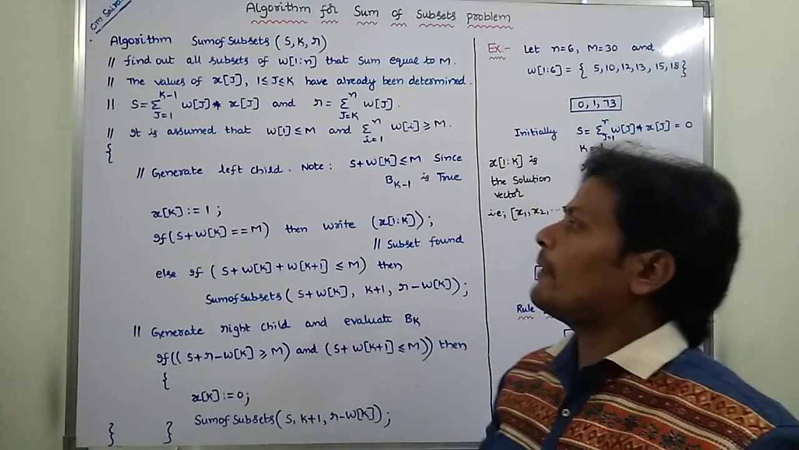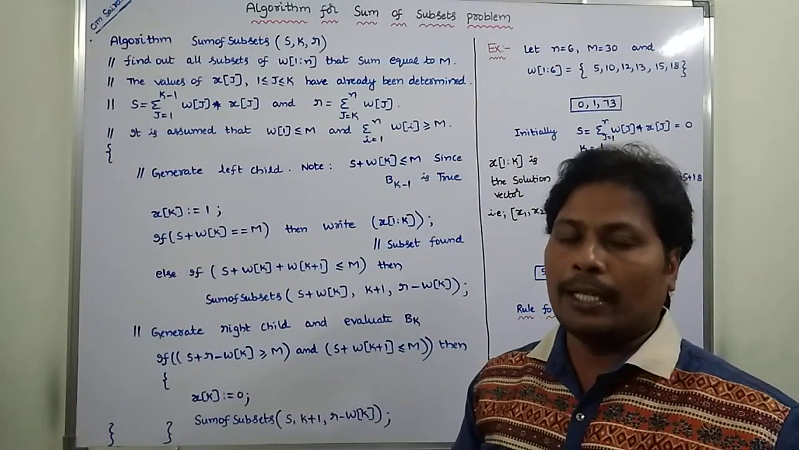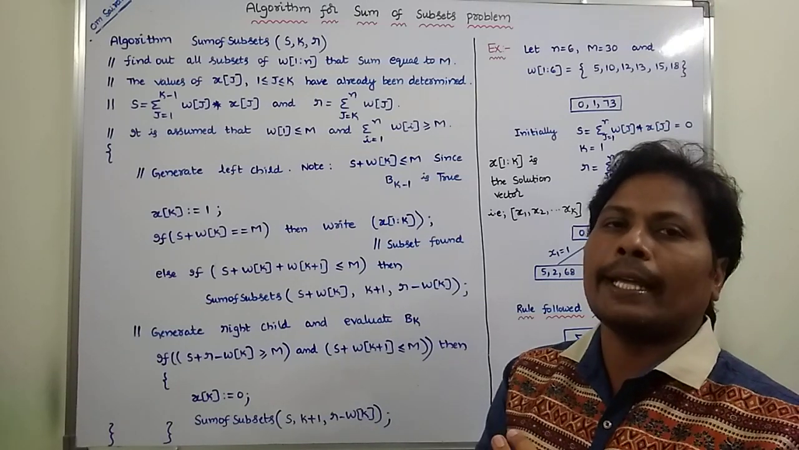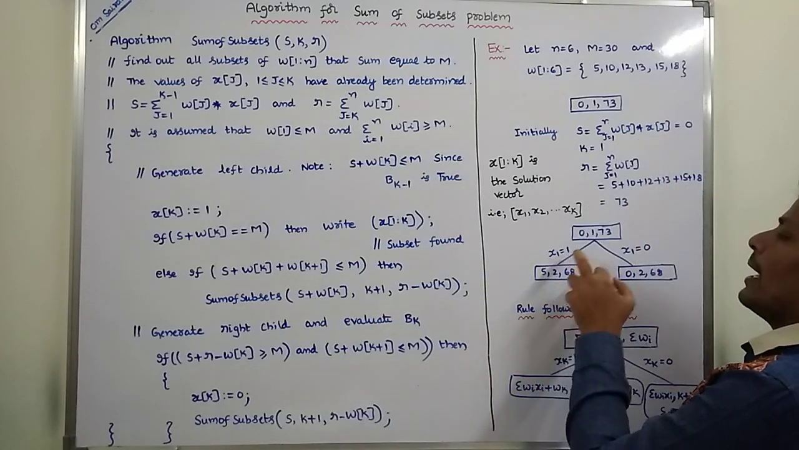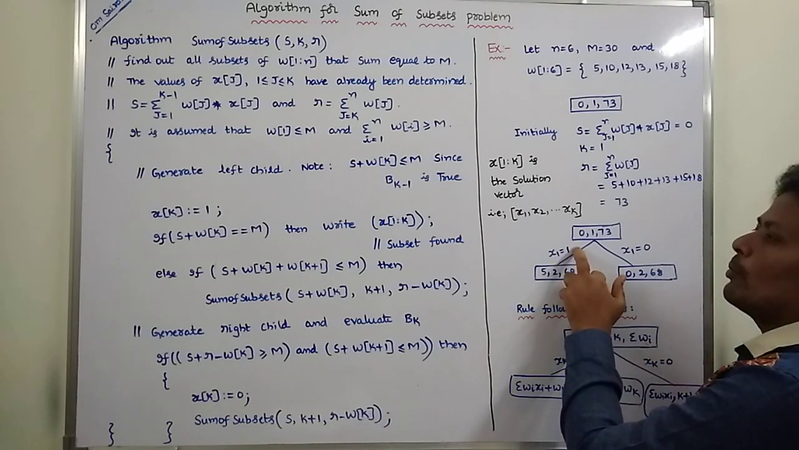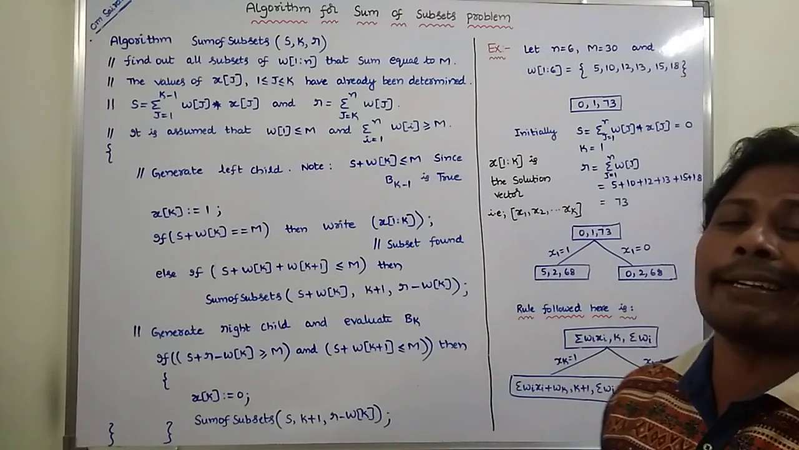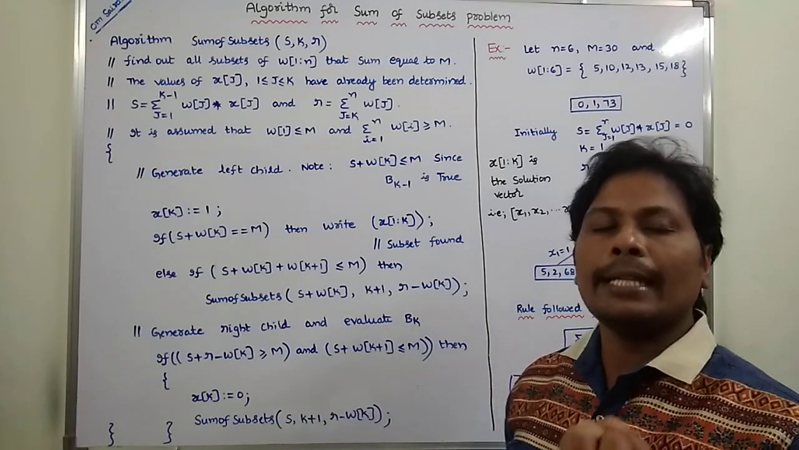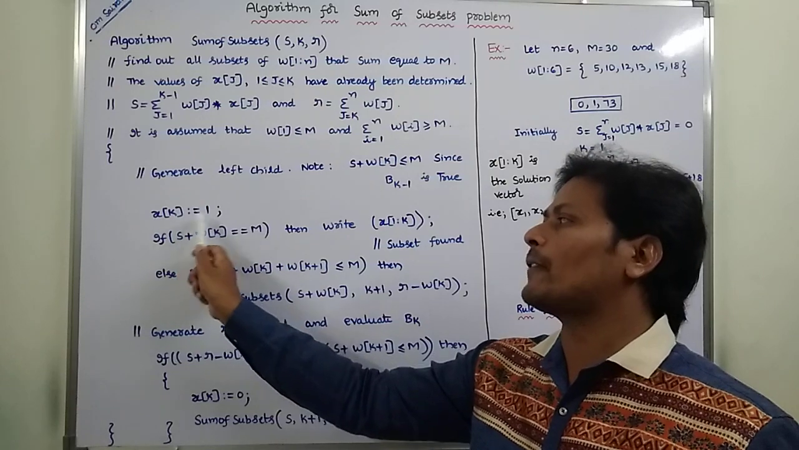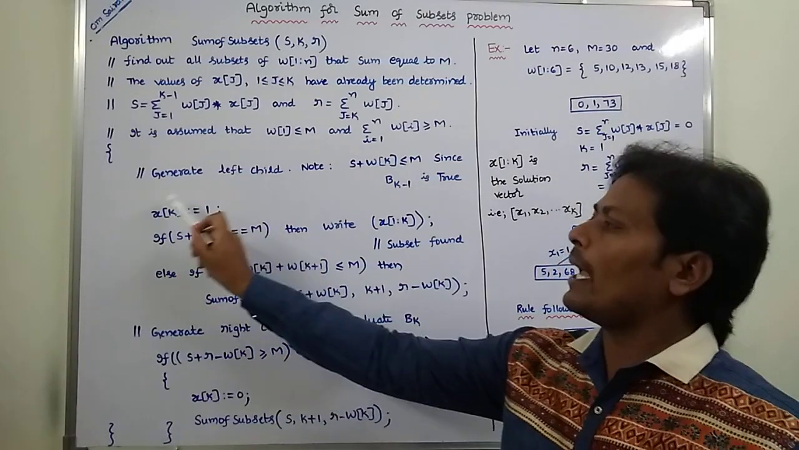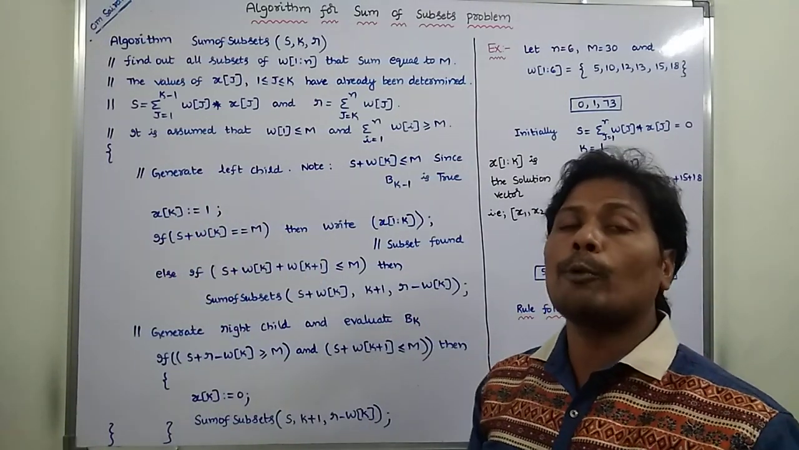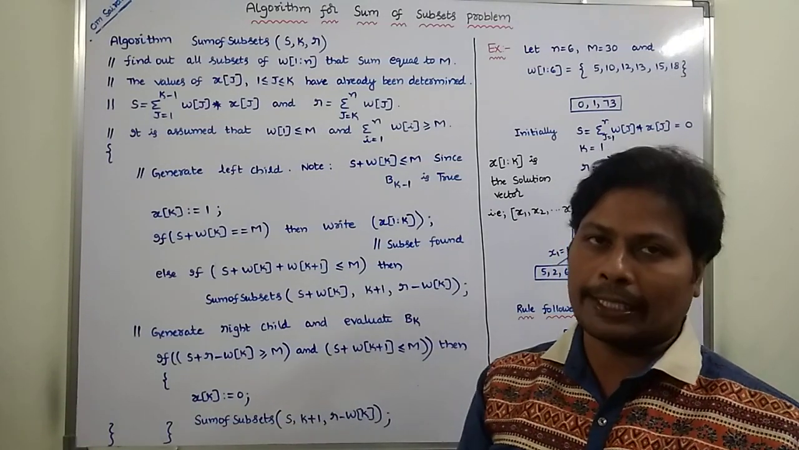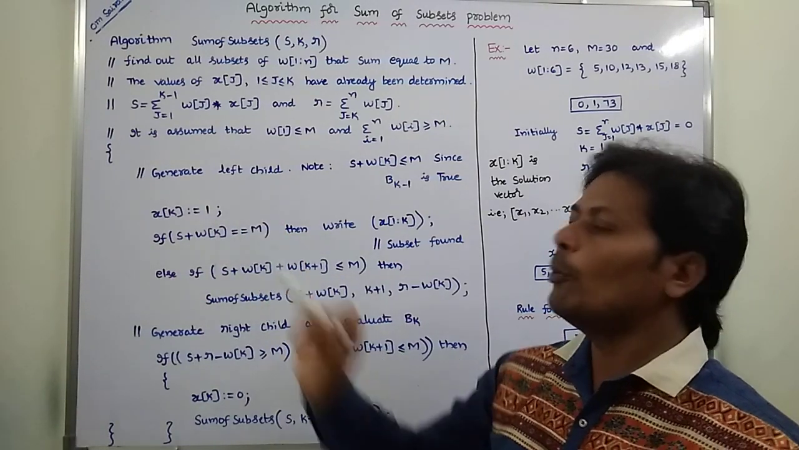Next, begin. First one, generate the left child. How will you generate the left child? Suppose the first object weight is considered, x suffix k is equal to x1 is equal to 1. Suppose we have to take the kth object. If we are considering the kth object, then it can be represented by x of k is equal to 1. x of k is equal to 1 means we have to consider the kth object weight in the weight vector. Then it becomes the value 1.